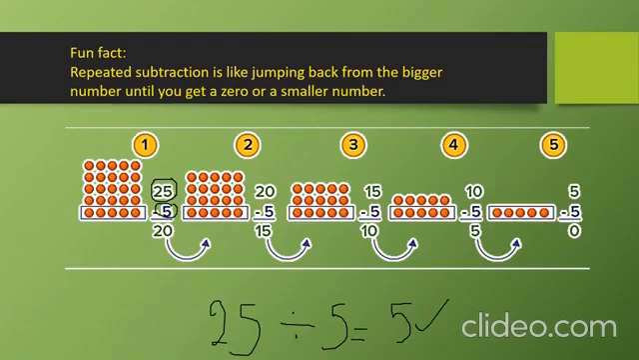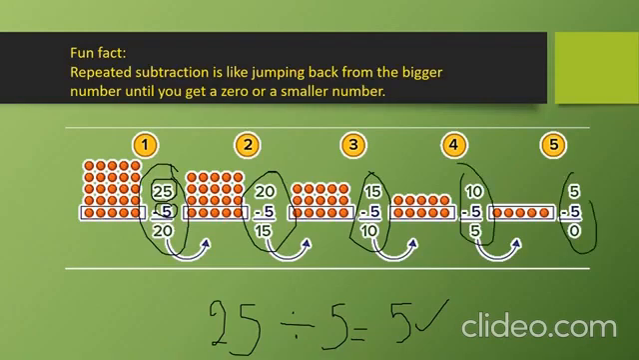How do we get 5? We should count how many times we subtract 5. 1, 2, 3, 4, and 5. So 25 divided by 5 equals 5. And here we have the repetitive subtraction. It is like jumping back from the bigger number until you get 0.